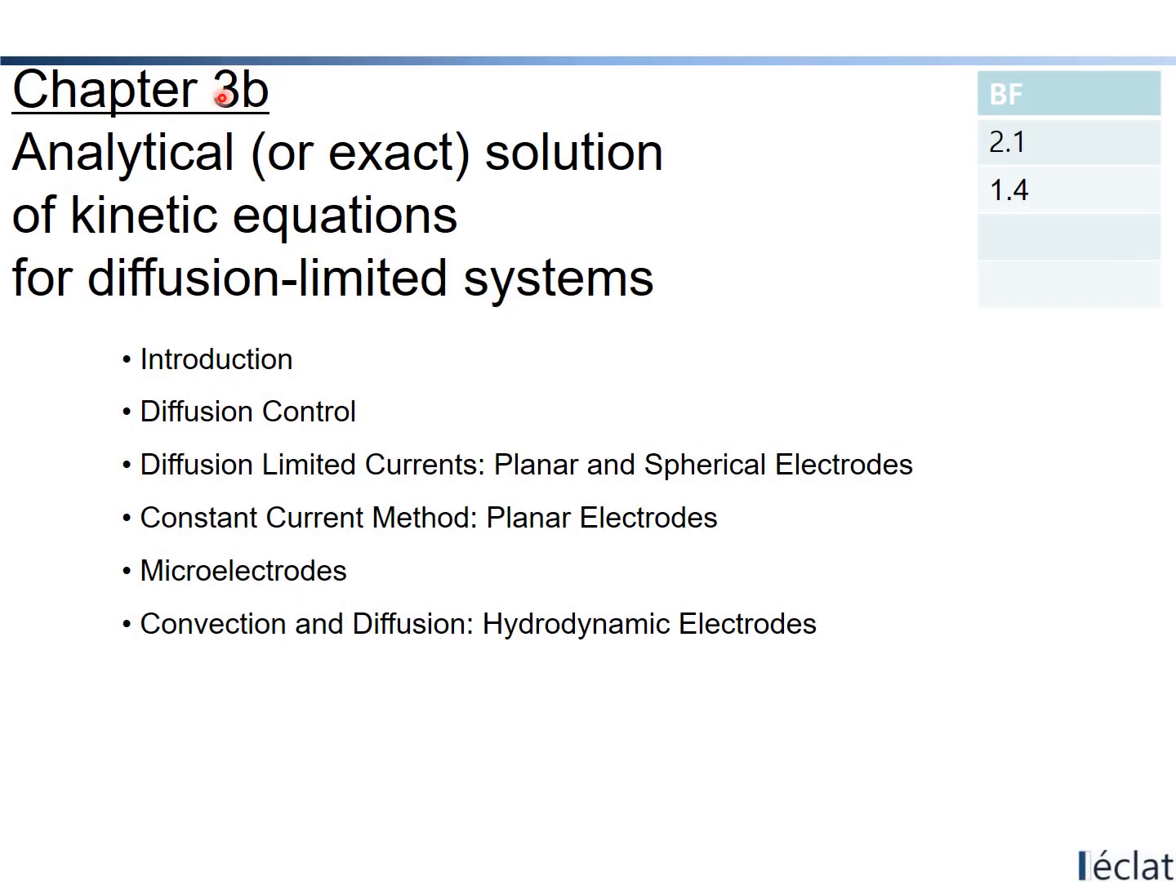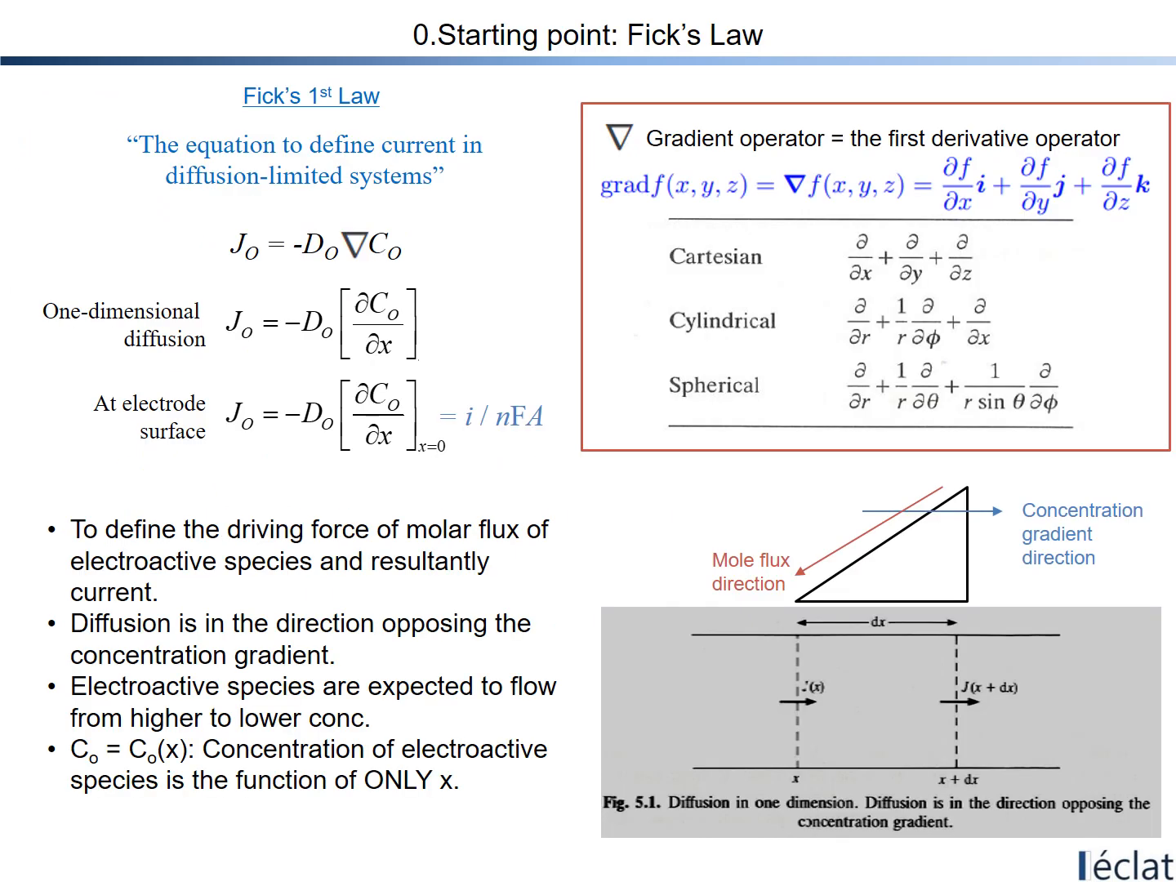Chapter 3b, Analytical or exact solution of kinetic equations for diffusion limited systems. In the previous chapter 3a, I introduced the semi-empirical solution of the same kinetic equations for diffusion limited systems. In this chapter, I'll give you a more exact, that is to say, analytical solution for the diffusion limited systems. We are still on the diffusion limited systems.